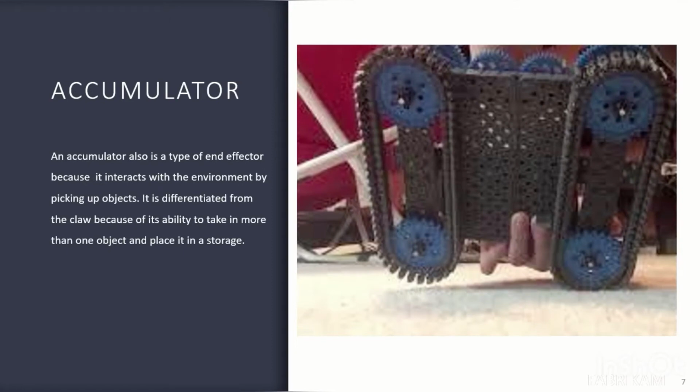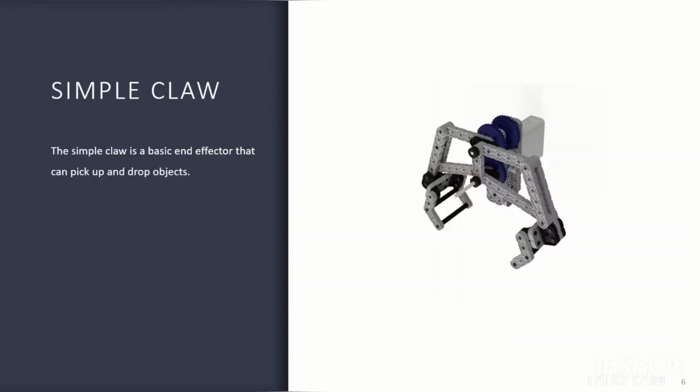We have the accumulator, which is a type of end effector because it interacts with the environment by picking up objects. It is differentiated from the claw because of its ability to take in more than one object and place it in a storage. So the accumulator is different because you see here that we have these mechanisms. Sorry for the bad drawing, but these mechanisms can help bring in a cube over here, like this platform, and that's basically an end effector. And then with the simple claw, it's more based on one object. You can just pick up one.